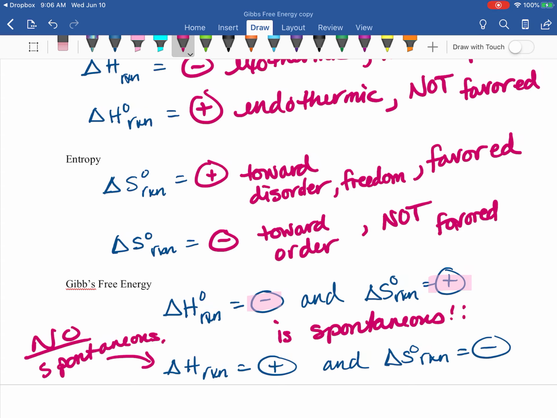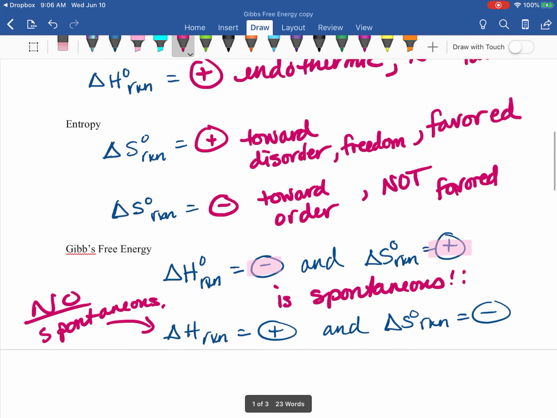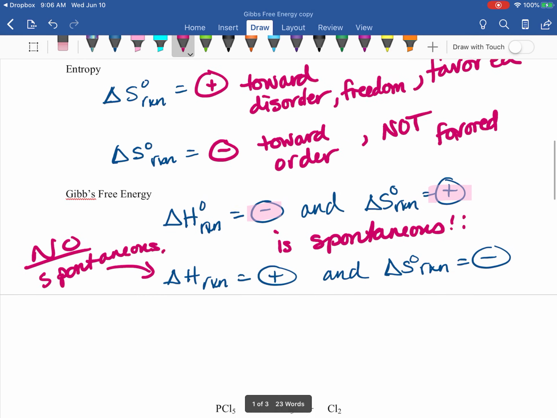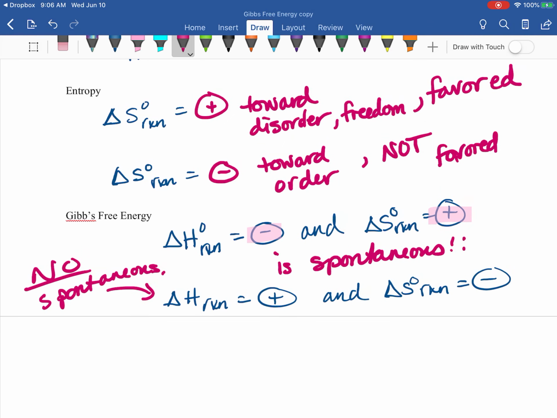Okay, now this seems pretty straightforward, right? You've got a nice exothermic reaction and you're going towards more freedom. Done. That is going to happen. You've got something that takes energy, it's endothermic, and you're making a crystal from a gas. Holy cow, that is not going to happen, right? So those two are fairly straightforward, but what about the ones in the middle?